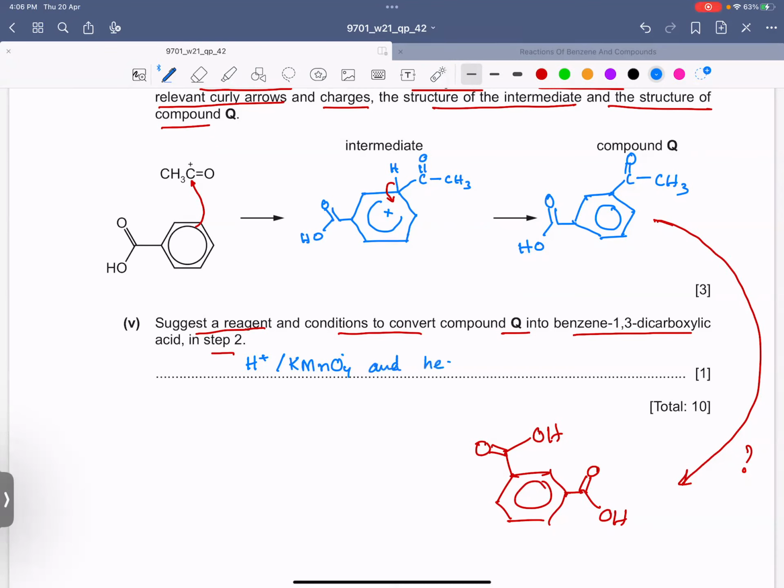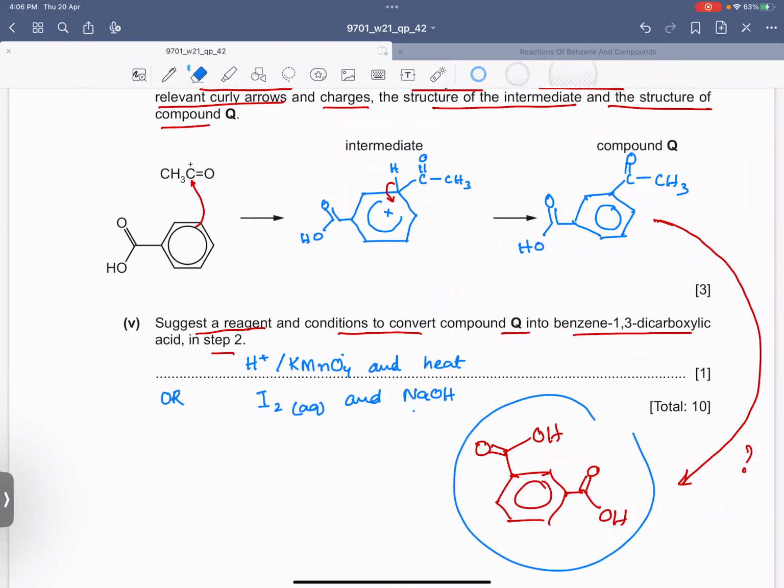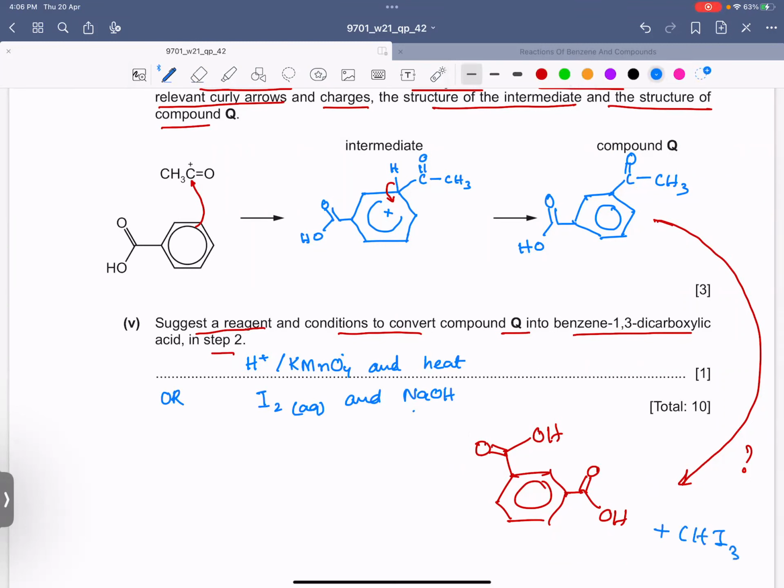But the other thing is that it is a methyl ketone, and for a methyl ketone, the other reagent that we can use is iodine and sodium hydroxide. So what would happen when we use this, we get this product, and the CH3 that is removed from here would actually turn into CHI3, triiodoform.